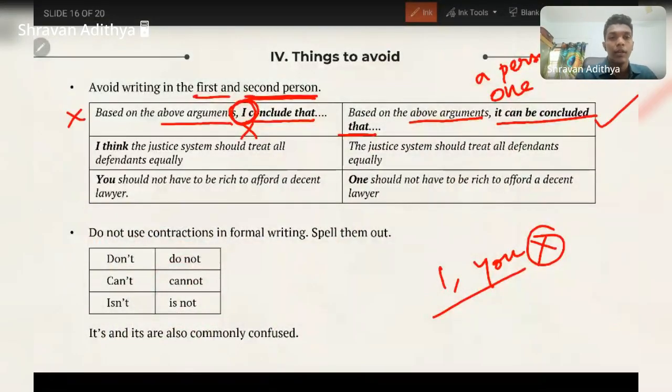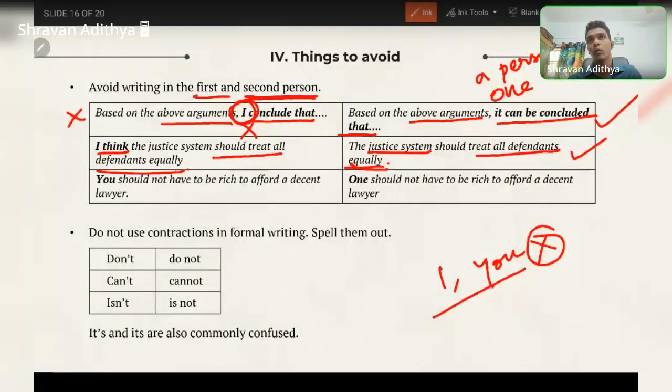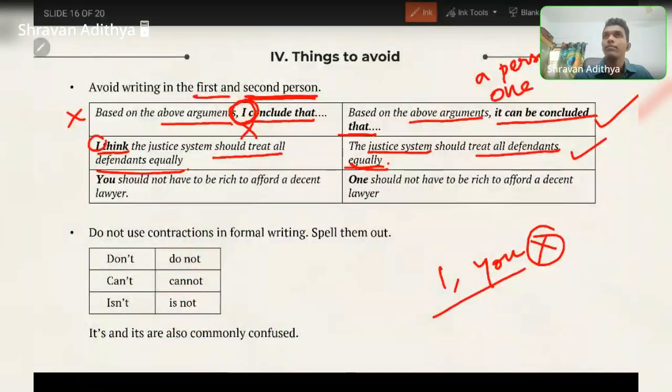So that's how you should write. This is the wrong format, and this is the right format. Similarly, "I think the justice system should treat all defendants equally." Even if they have asked for your opinion, you should not write "I think" or "my opinion is that". Those kinds of words should not be used. You write, "The justice system should treat all defendants equally." If you write like this itself, the examiner will understand this is your view. You don't have to write "I think" or "in my opinion". Do not use I and all.